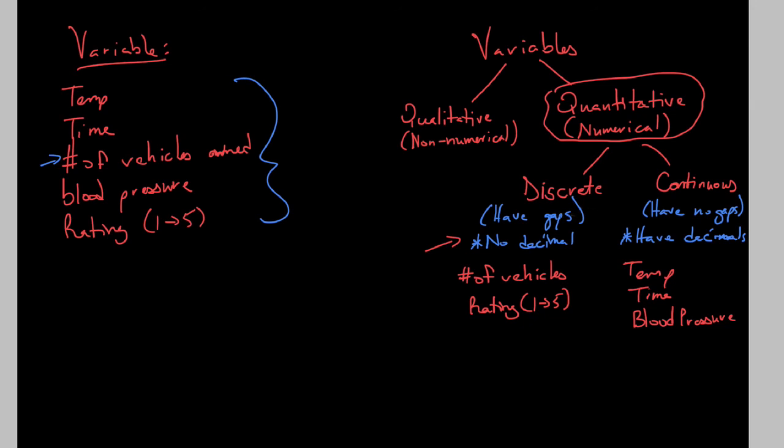So the difference between discrete and continuous variable types within the quantitative field of data is that with discrete things, you have gaps in it, and with continuous things, you don't have gaps. You can measure with the decimal.